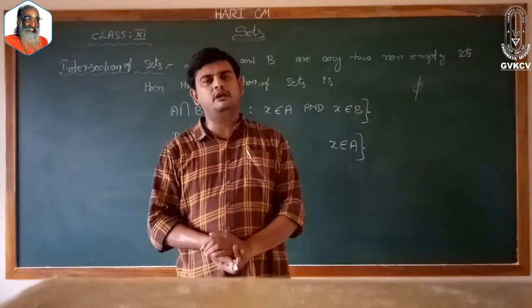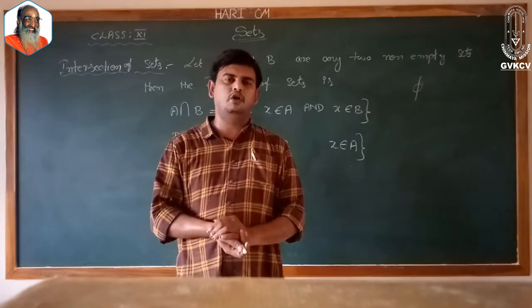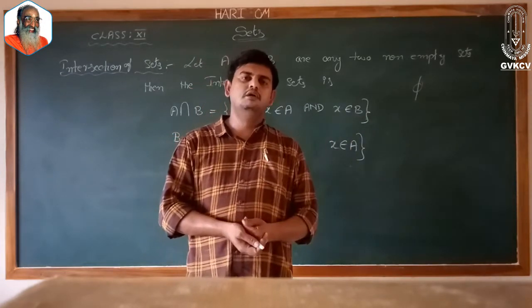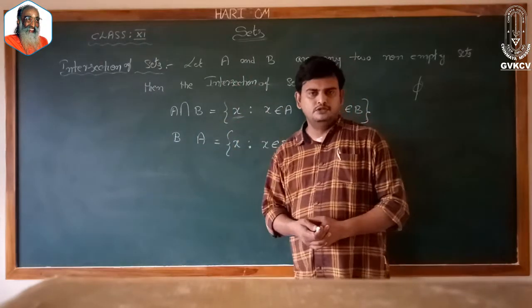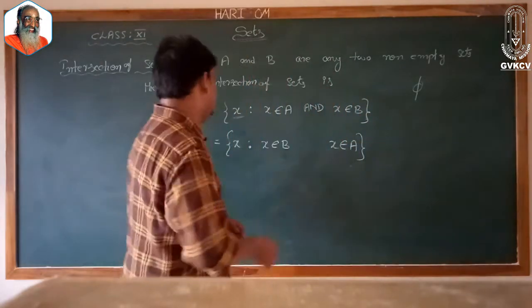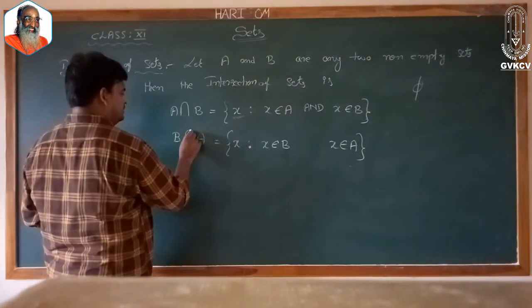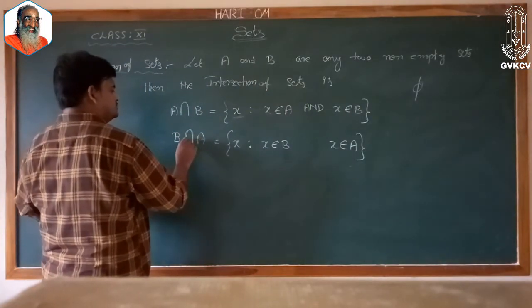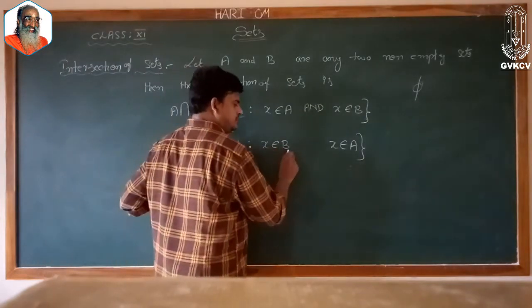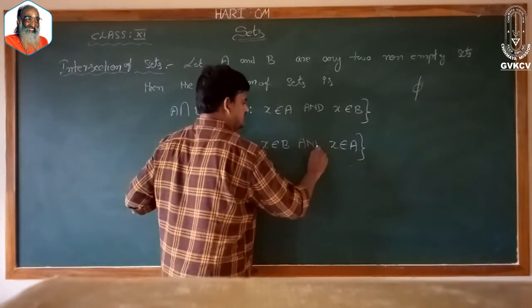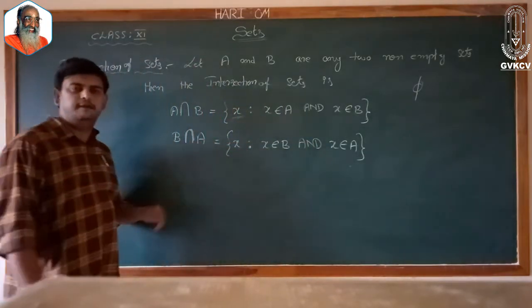Whenever there is a common element, we collect the common elements and form a new set, which is called the intersection. So like union, A intersection B and B intersection A are also the same. Here also, X must be in B as well as X must be in A.